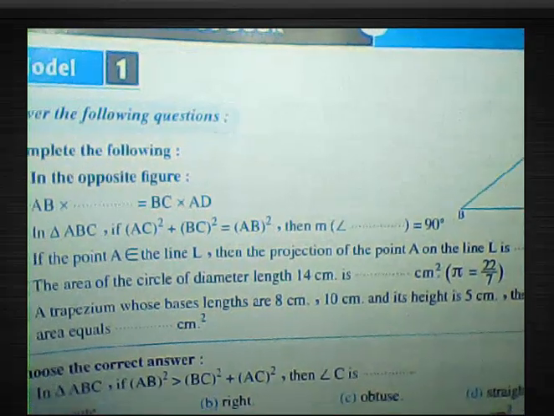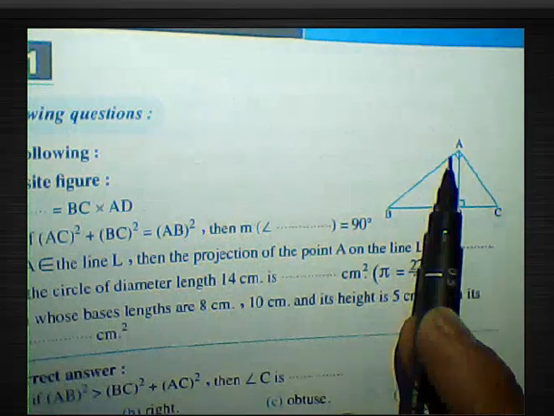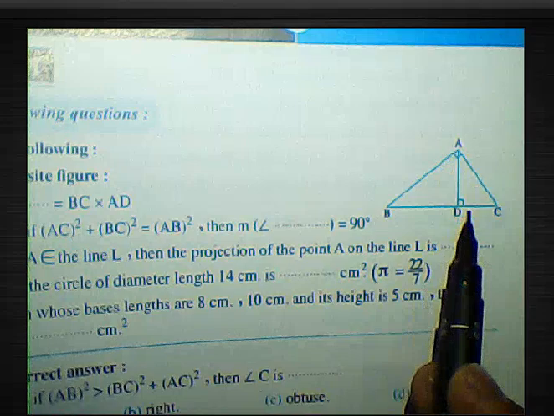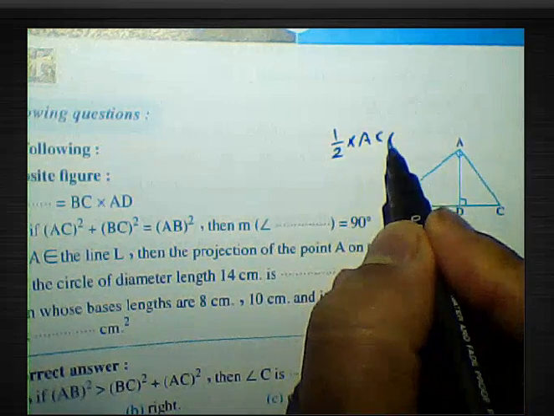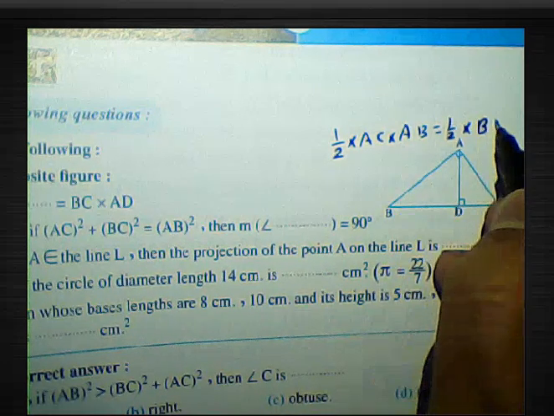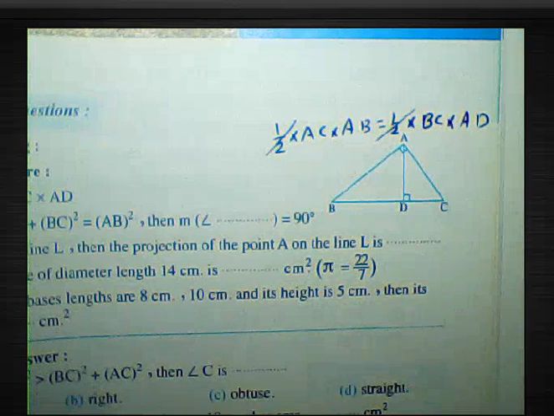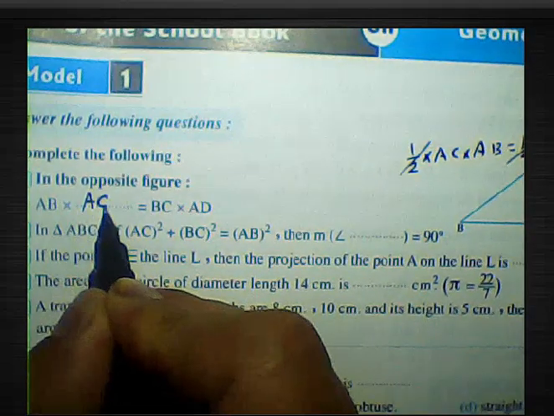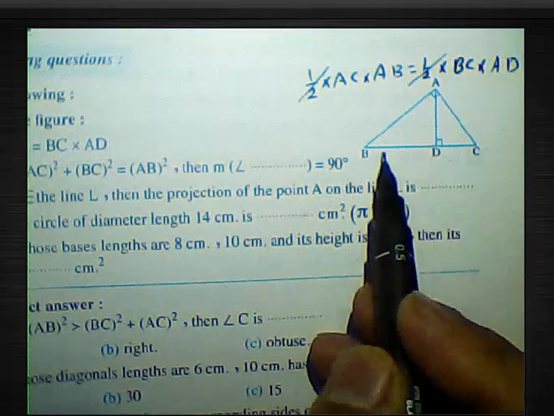In the figure, AB multiplication by BC equals BC multiplication by AD. Look here: multiplication of EB and EC equals BC multiplication AD, because the area of a triangle equals half times base times height. Half multiplication by AC multiplication by EB equals half multiplication by BC by height AD, and we can cancel half by half. Then AC multiplication AB equals BC multiplication AD. So in this space we can write AC. Okay, EB multiplication EC equals CB multiplication by AD.